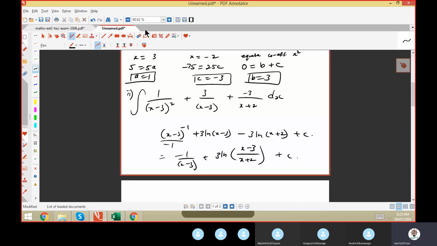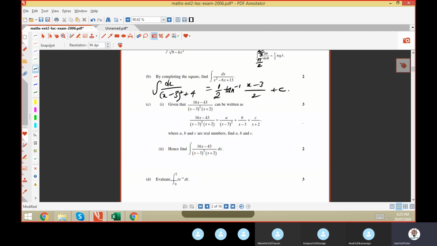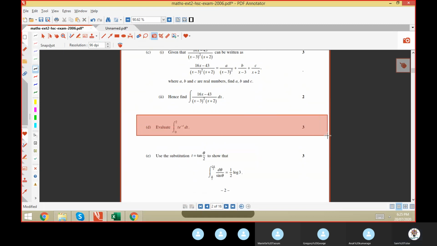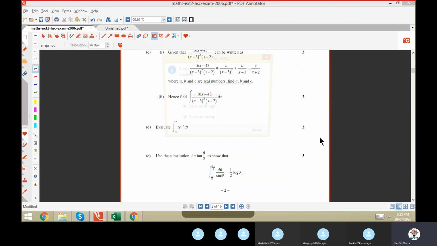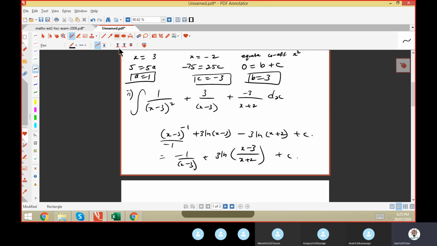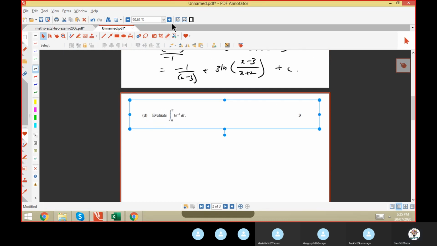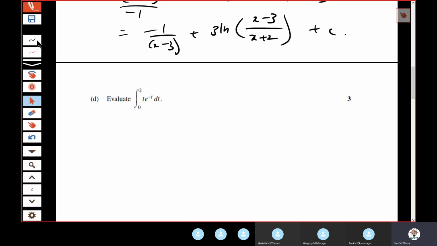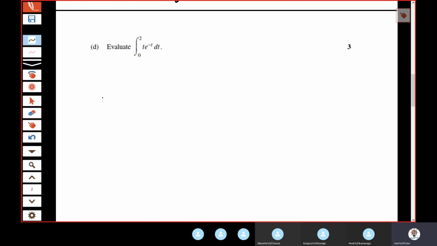No, still good. Okay, D. I think we know what we've got to do with D. Integration by parts. Again, we follow that LIATE rule, so u, du, dv, and v.